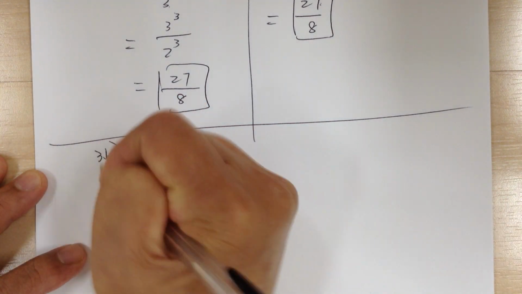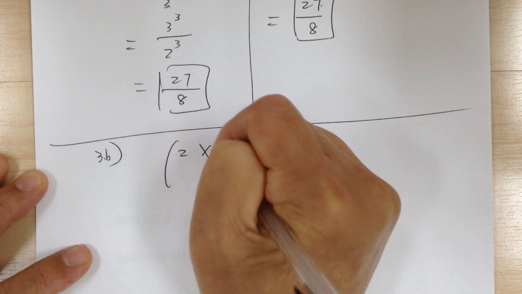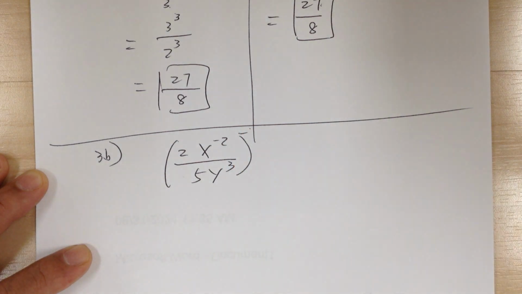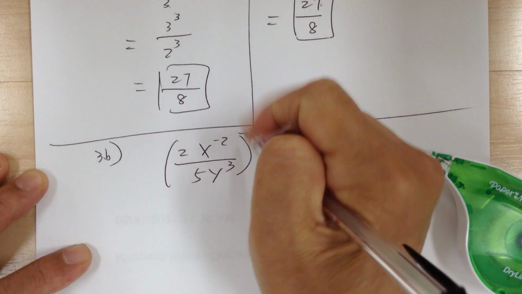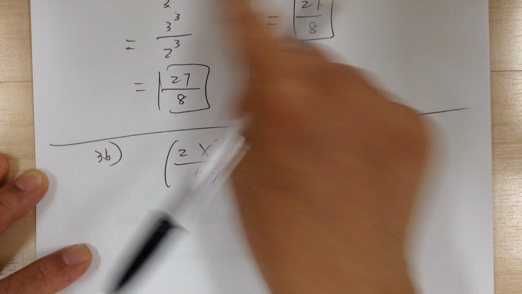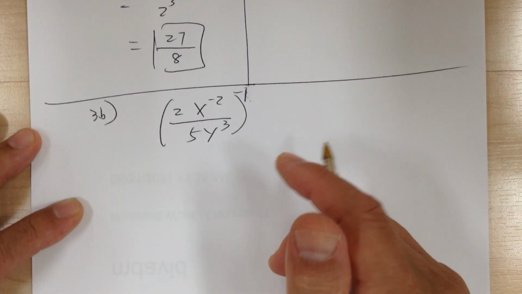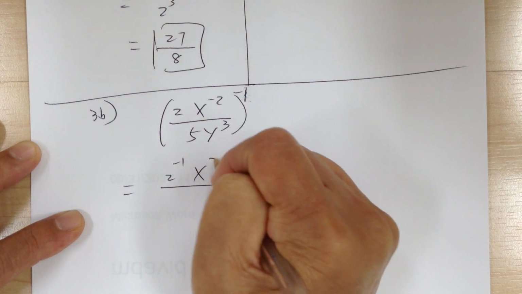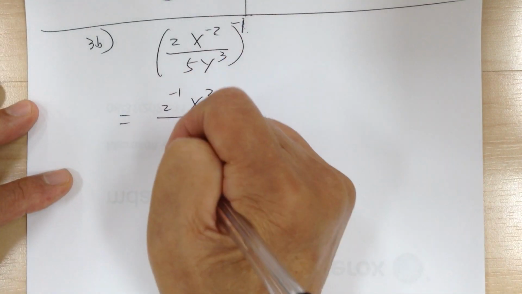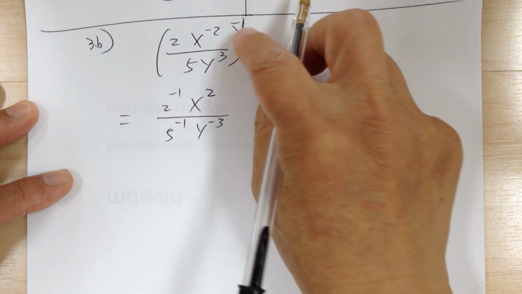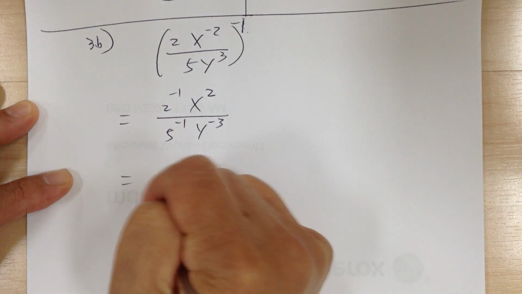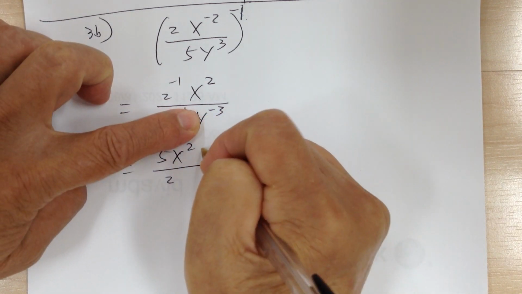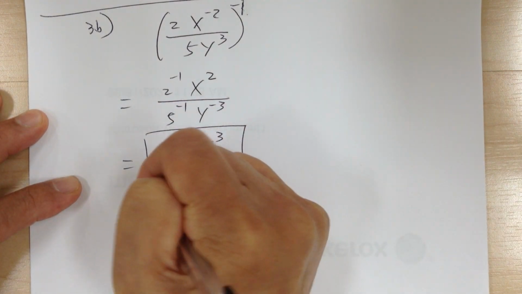Okay, so 3b, we got 2x to the negative 2, over 5y to the 3, to the negative 1 power. Again, you can do either method. You can do the flipping first, or you can apply. So if you distribute, you're going to get 2 to the negative 1 power, x to the 2. And this one becomes 5 to the negative 1 power. This becomes y to the negative 3 power. Again, distribute, distribute, distribute. Then after you can do the flipping. So this gets flipped to the bottom. This one stays. This gets flipped to the top. And this one gets flipped to the top. And so that's it.